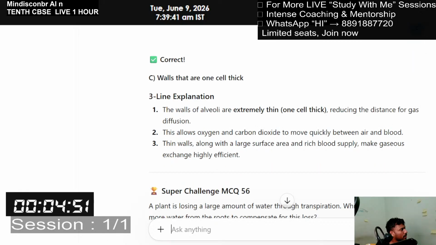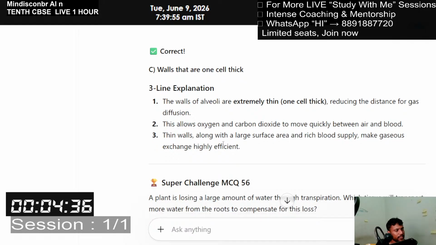The walls of alveoli are extremely thin, one cell thick, reducing the distance for gas diffusion. This allows oxygen and carbon dioxide to move quickly between air and blood. Thin walls, along with a large surface area and rich blood supply, make gaseous exchange highly efficient.